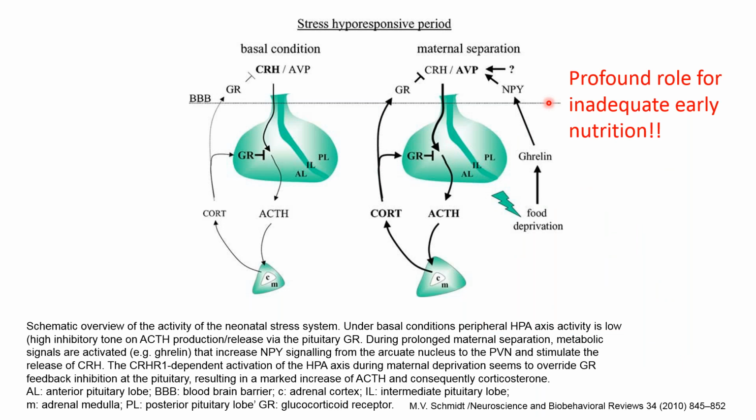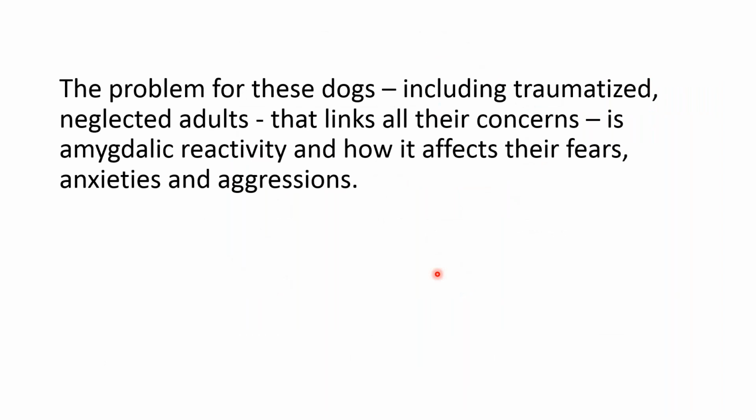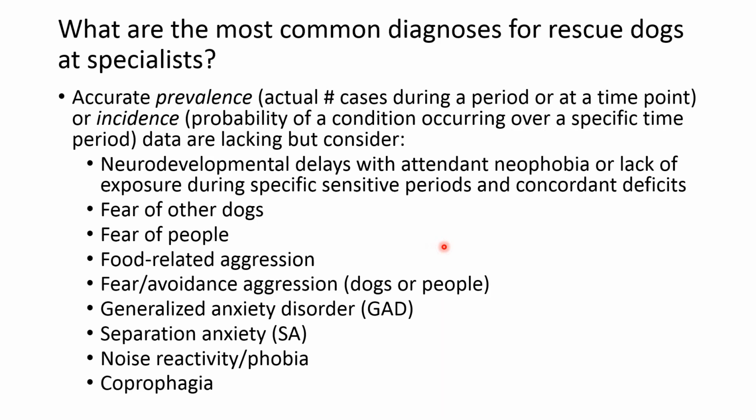And then there's a fourth thing that happens to them. If they really had a nutritional stressor in utero, and food deprivation, they stimulate ghrelin, they stimulate neuropeptide Y, and they have a backdoor to this entire cortical response that sits there all the time. And the problem for these dogs, including the traumatized, neglected adults, that links all their concerns is this amygdalic reactivity. And in these puppies, food fits into it, their early experience fits into it, glucocorticoids fit into it, and they all affect anxieties and aggressions.